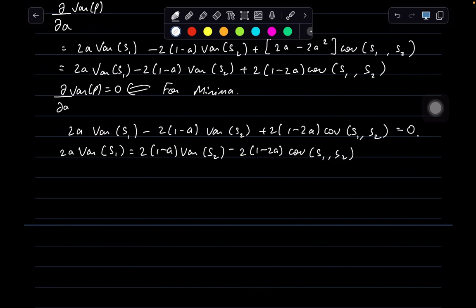Now one thing we can do is cancel off the 2's. That's all we can cancel off. So we get a variance of s1 equals (1 minus a) variance of s2 minus (1 minus 2a) covariance of s1 comma s2. I wish I could do some taking commons or something like that, but I think this is pretty much it.